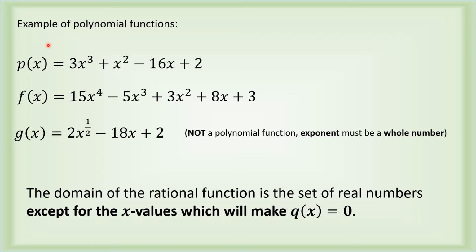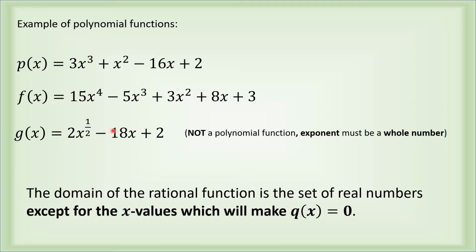Okay, so we have here example of polynomial functions. P of x equals 3x cubed plus x squared minus 16x plus 2. So this is an example of polynomial functions. So look at their exponents, which is a positive whole number, therefore it is a polynomial function. Let's say f of x equals 15x exponent of 4 minus 5x cubed plus 3x squared plus 8x plus 3. Now let's take a look at their exponent. If it is a positive whole number, then therefore it is a polynomial function.